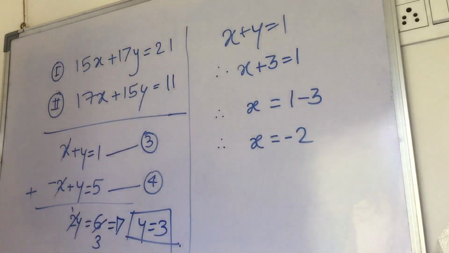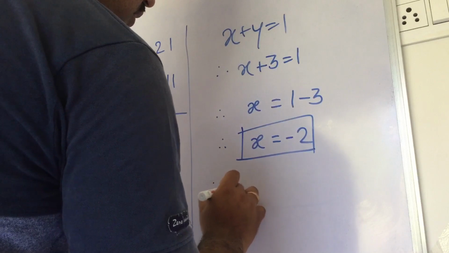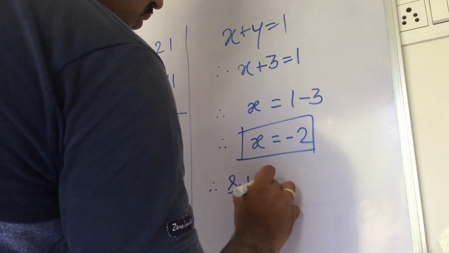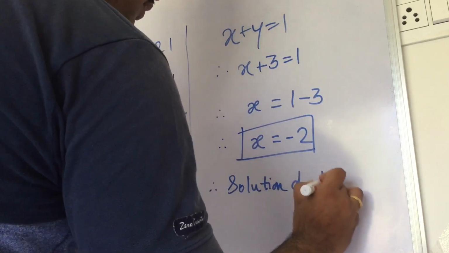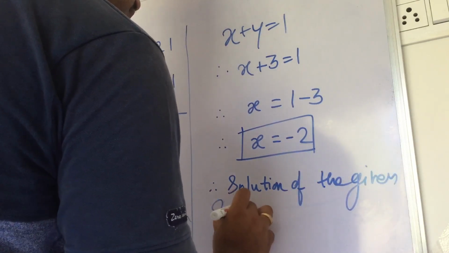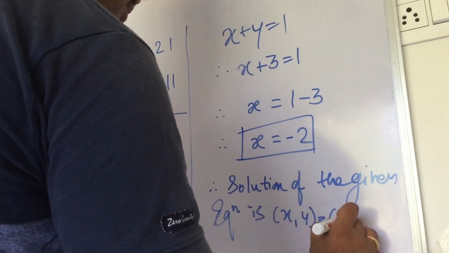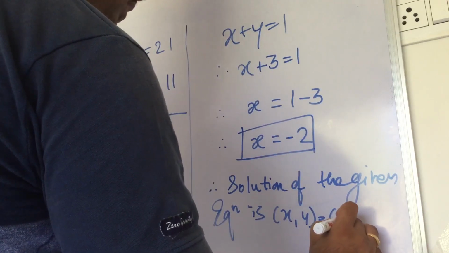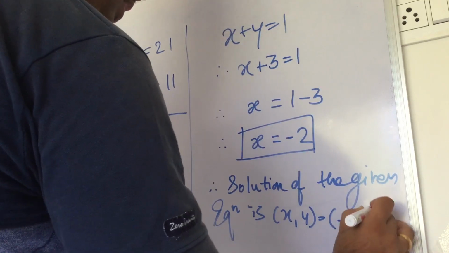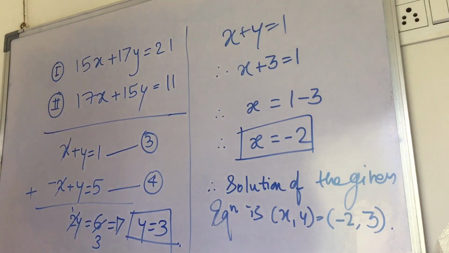This is your solution. Very easy, right? The value of x is minus 2. The solution of the given equations is (-2, 3). This is your answer. So very easy question and very easy solution.